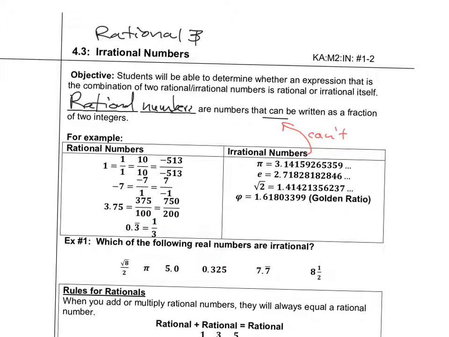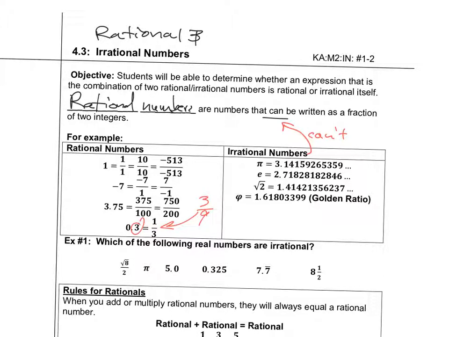two integers. In fact, anytime you see this repeating symbol, this is a general rule here: you can take whatever the top number is, the number being repeated, and put it over 9, and once you reduce it, you'll see what fraction it equals.